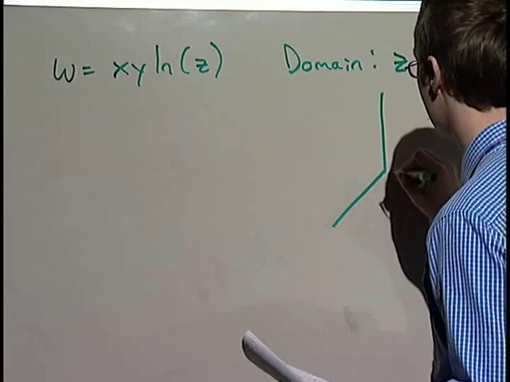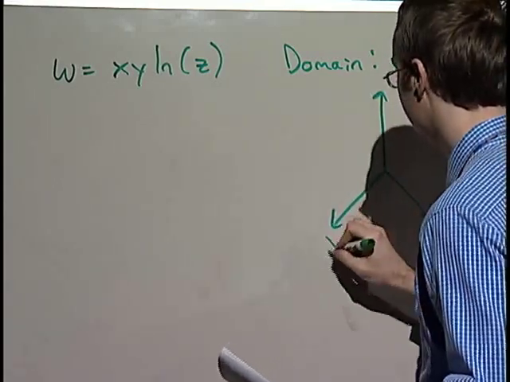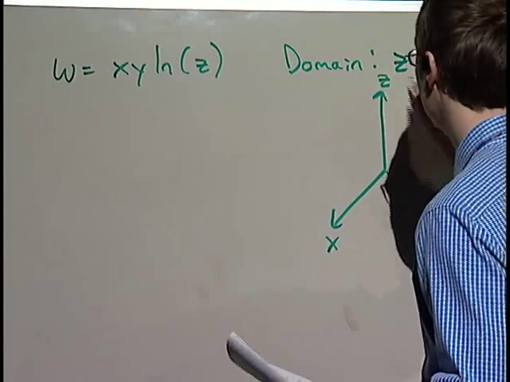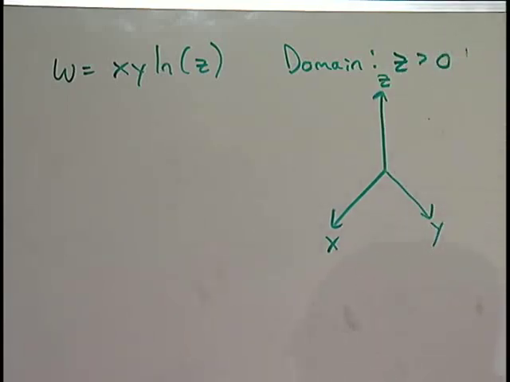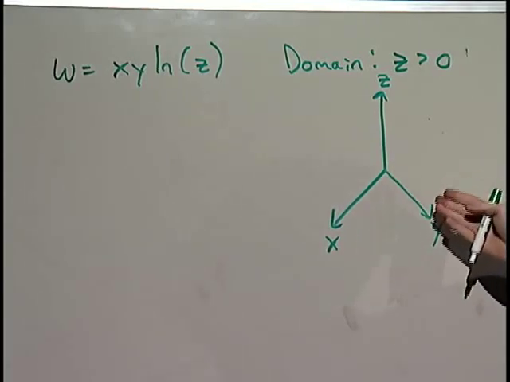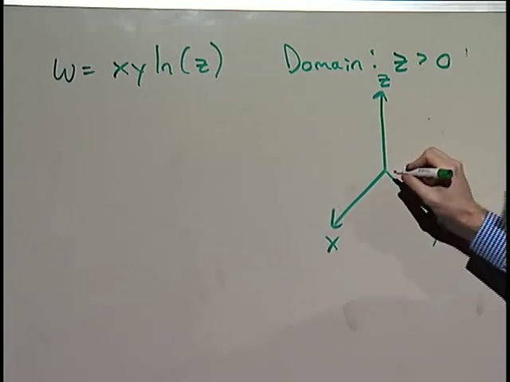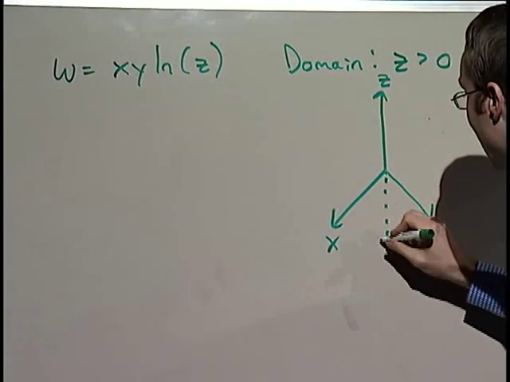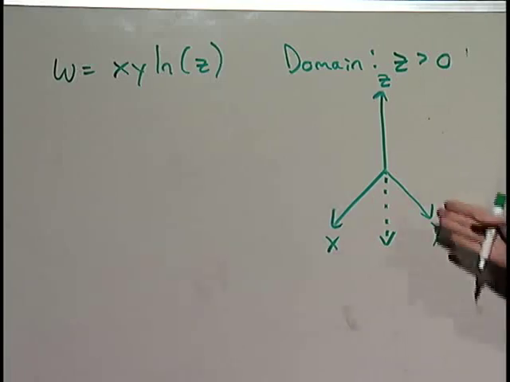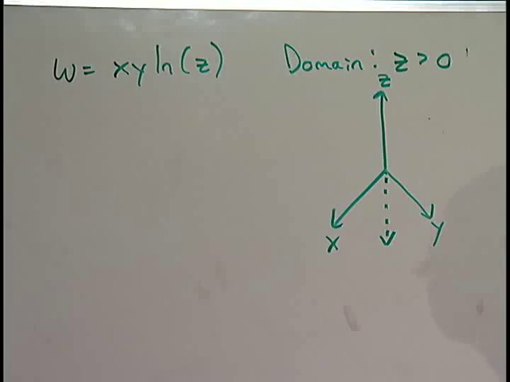So if we draw our xyz plane, there's x, there's y, and there's z. What we actually want, our domain will be the xy plane. Actually, the xy plane won't be included in there because z has to be bigger than 0. So it'll actually be everything. So here's the negative z-axis. It'll be all points, the half space below where z is equal to 0.